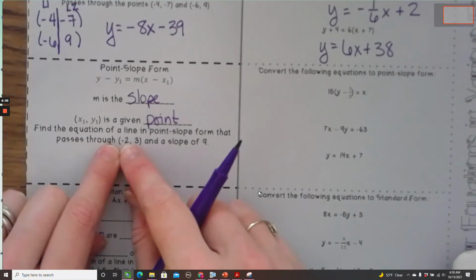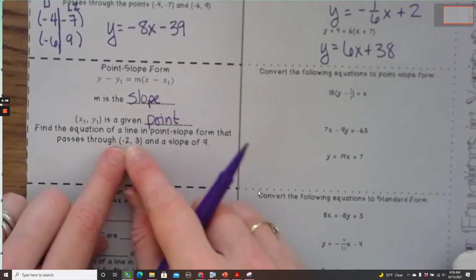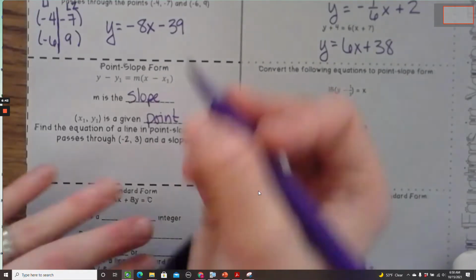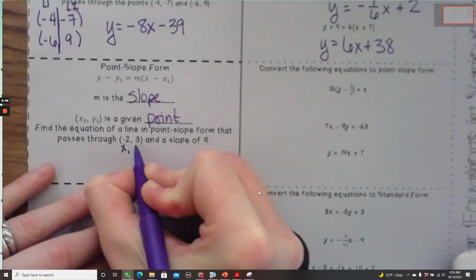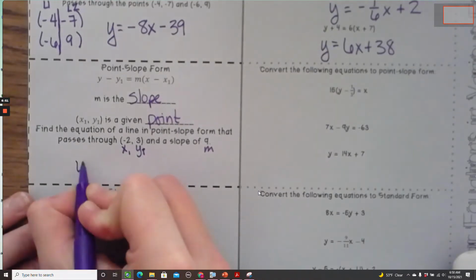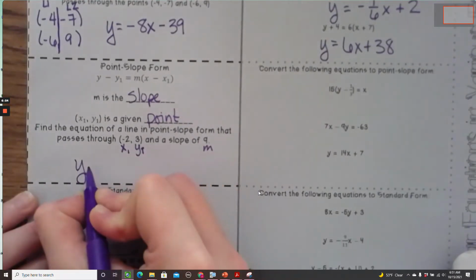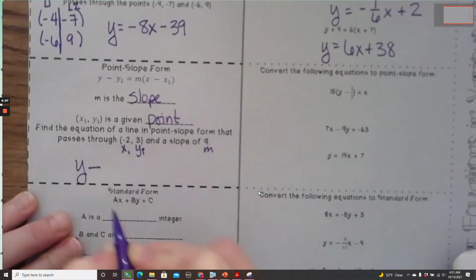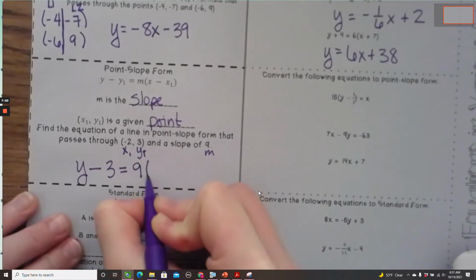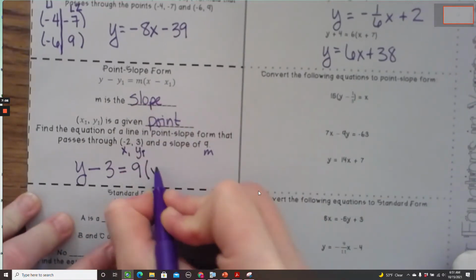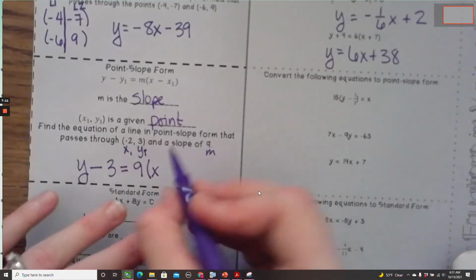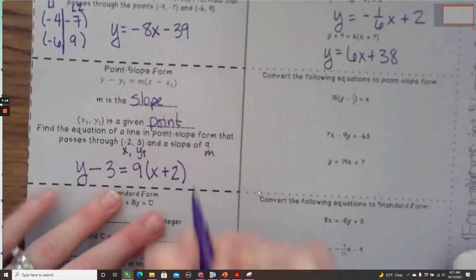So if I'm going to write an equation, here's what they give me. Find the equation of a line in point slope form that passes through negative 2, comma 3 and has a slope of 9. We're going to play the code game. So negative 2 is x1, 3 is y1, and 9 is my slope. So I'm still going to have this y always at the front, but then I'm going to subtract the y value in the point that they give me. And then my slope is 9, and then still going to have the x, and then minus x1, so I'm going to minus a negative 2, which is the same as adding 2.